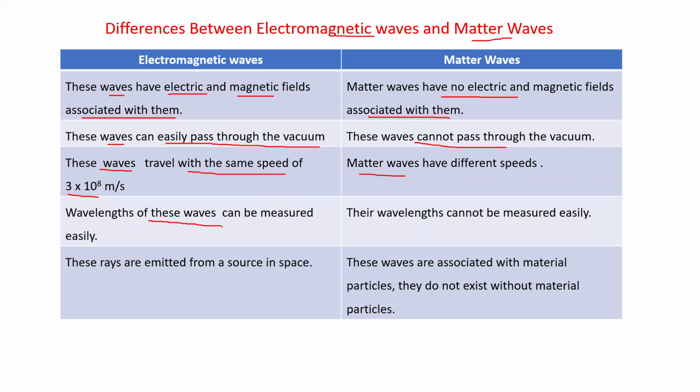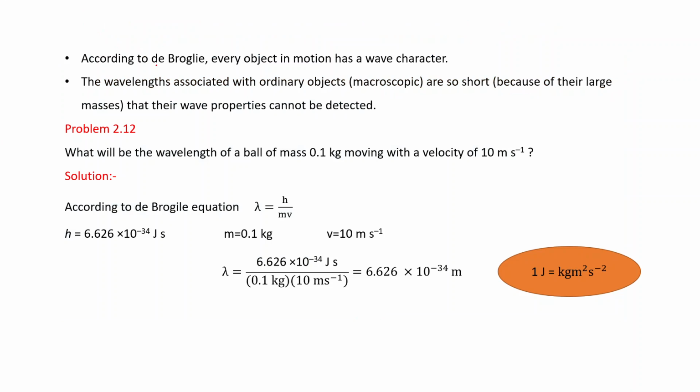Wavelengths of electromagnetic waves can be measured easily. Their wavelengths cannot be measured easily in case of matter waves. Electromagnetic waves are emitted from a source in space, while matter waves are associated with material particles. They do not exist without material particles. According to de Broglie, every object in motion has a wave character.